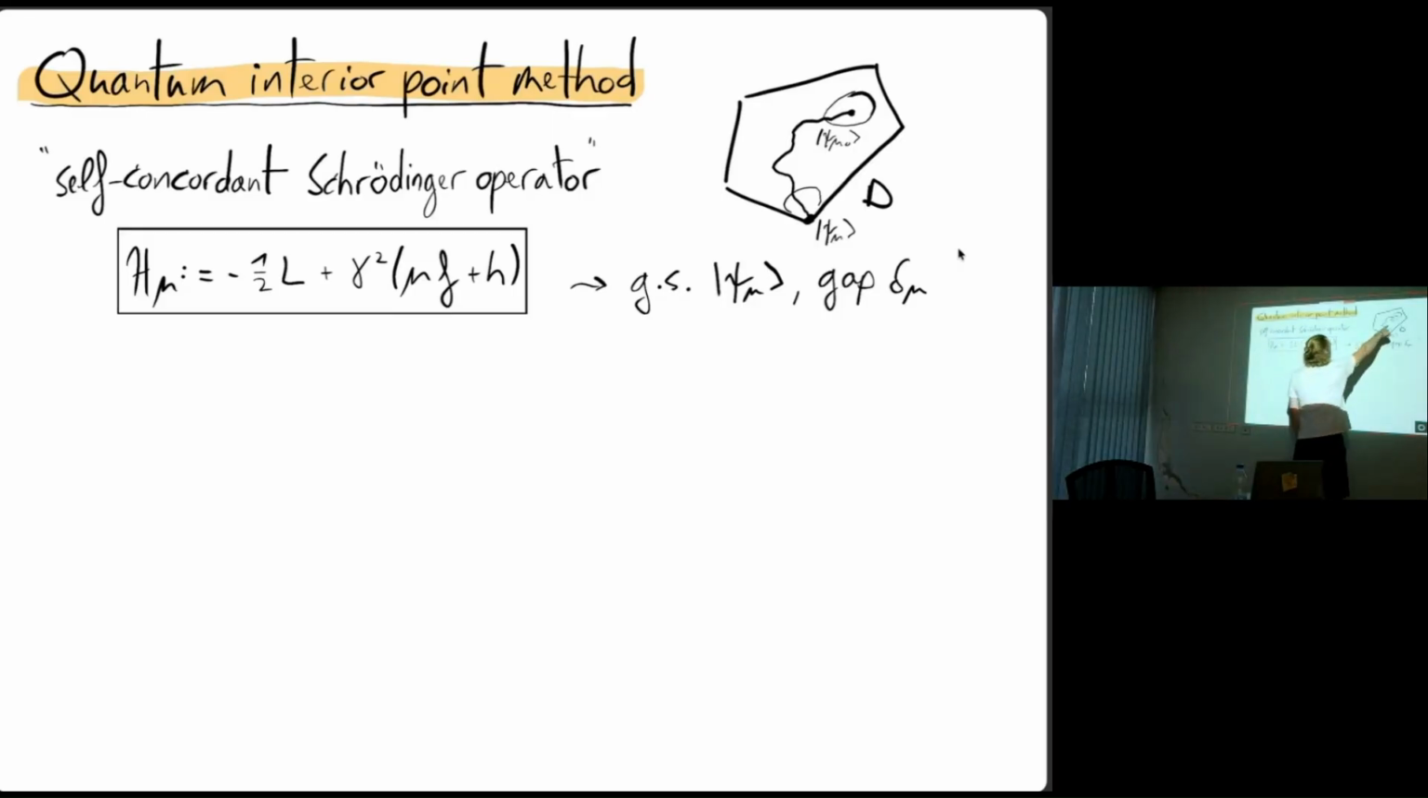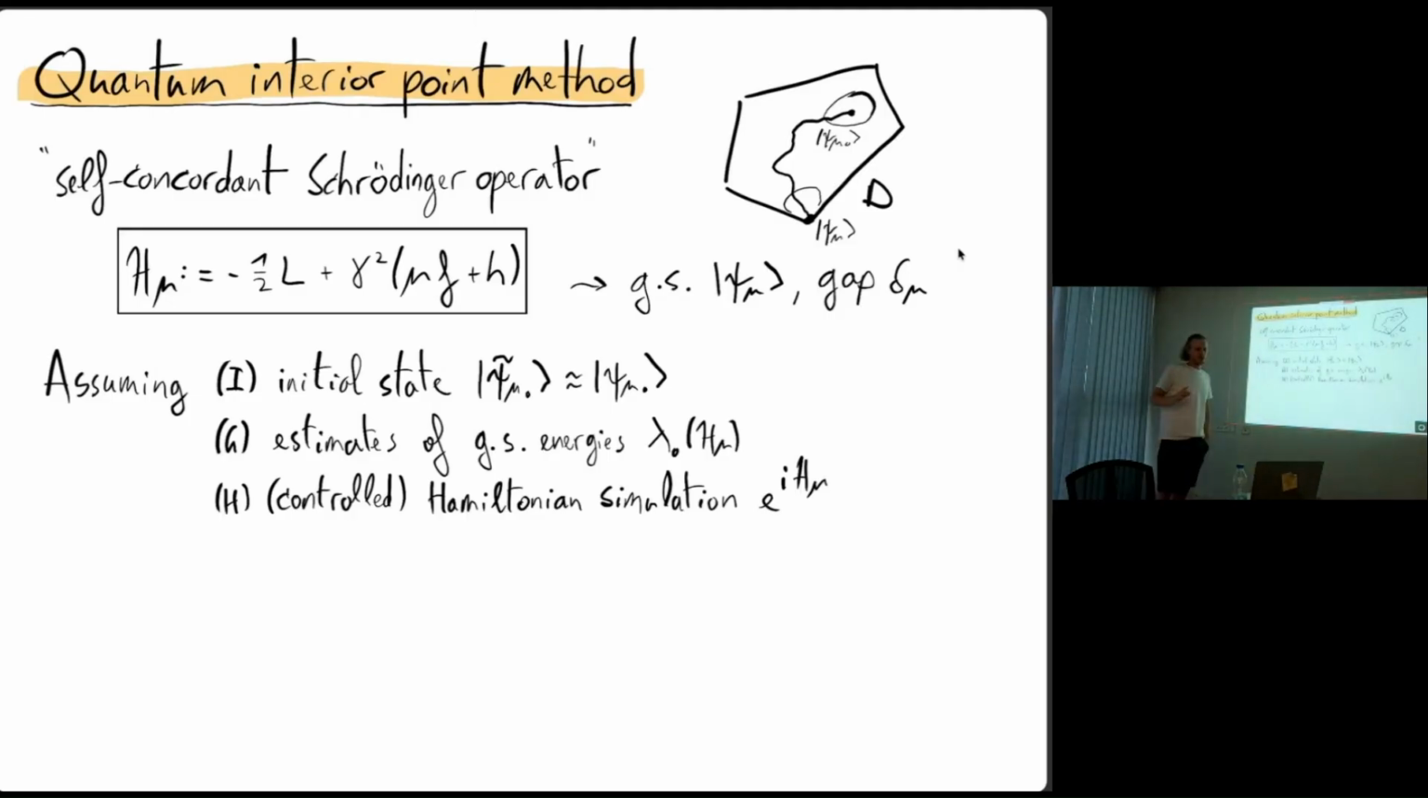You want to take this state, start here, and drag it to the minimizer. So what we prove, we prove rigorously, but making assumptions that are definitely up for debate. We're just saying that if you can do that, let's say we reduce the problem to doing these. So if you assume that you can prepare the initial state or an approximation of the initial state.